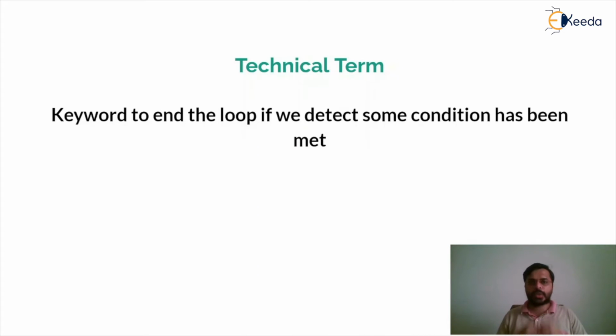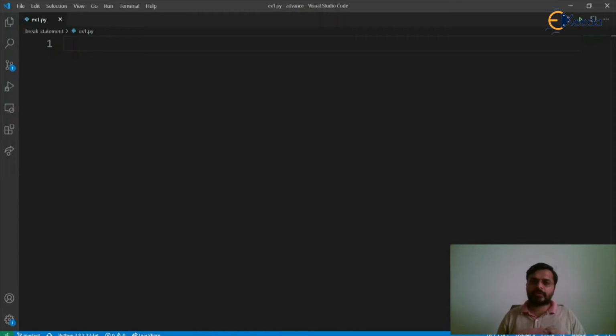So break is a keyword in Python which allows us to end a loop if we detect some condition which has been met. So let's see how can we use a break statement in Python program and get more clarity on how can we use it in a program. Let's say we want to write a program which adds numbers from 1 to 100 provided the addition of these numbers is less than or equal to 120. So as soon as it becomes 120 or more than that, we want to stop processing. So let's write that program.